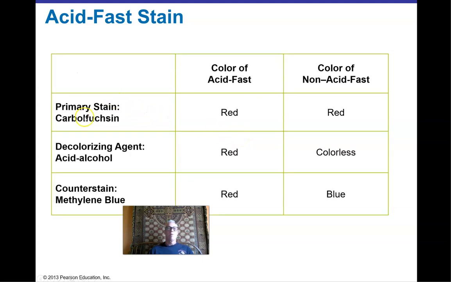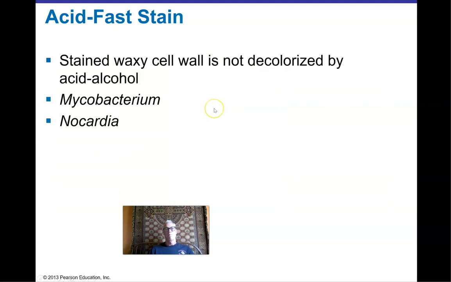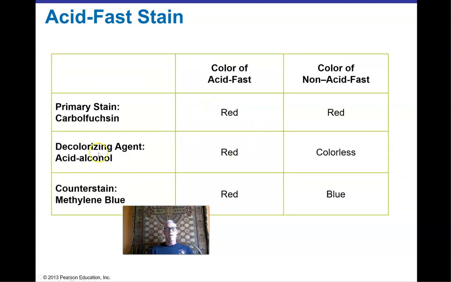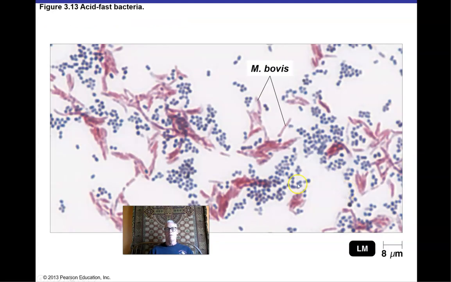So what we're going to do is use a primary stain, carbolfuchsin, which is red, and it's going to stain all the cells, as we saw before. We're actually going to heat and pound that red stain right into that waxy cell wall of our Mycobacterium. And then we're going to use a decolorizing agent that's very aggressive, acid alcohol, and it's going to remove the stain out of the non-acid fast cells. Any other genera than those two that we saw are going to become colorless, and our Mycobacterium will remain red. And then we'll counterstain with methylene blue, and here's our result.